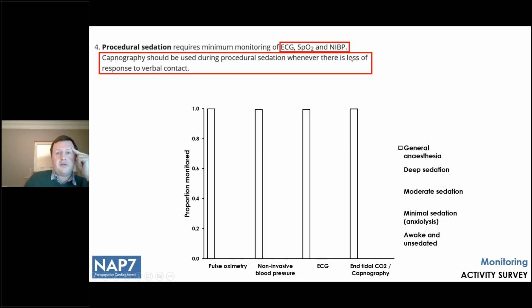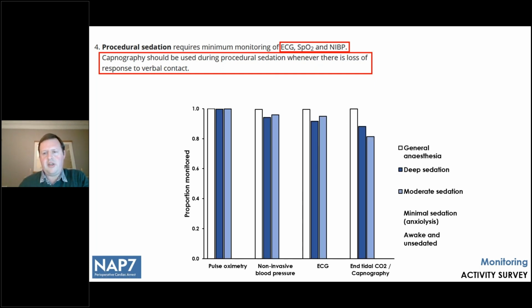When we move on to other areas, though, for sedation, the guidelines suggest this requires a minimum monitoring of ECG, SATs, and non-invasive blood pressure, and that capnography should be used during procedural sedation whenever there's loss of response to verbal contact.